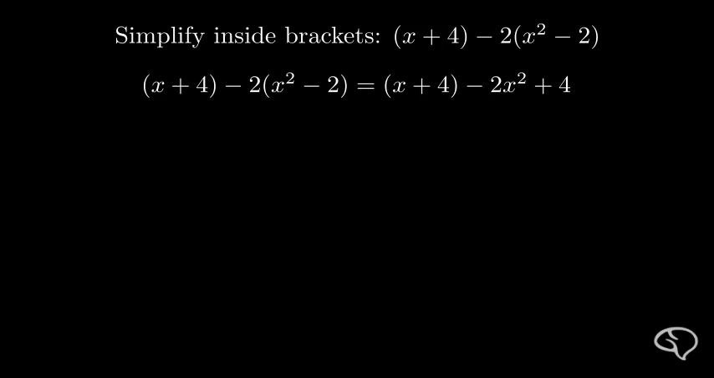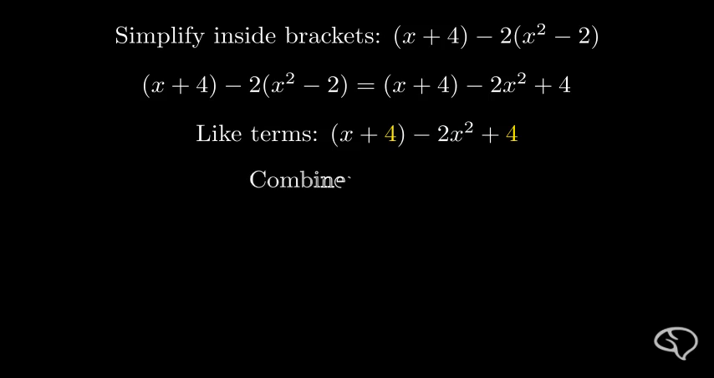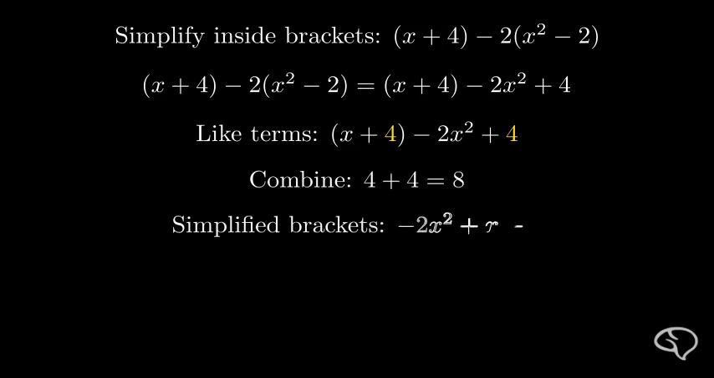Now that we've distributed, we can combine the like terms. Like terms are terms that have the same variable raised to the same power. In our expression, we have a constant term of 4 and another constant term of 4. We also have an x term and an x squared term. Combining the constants, 4 plus 4 equals 8. The x and x squared terms don't have any other like terms to combine with, so they stay as they are. So the simplified expression inside the brackets is negative 2x squared plus x plus 8. It's standard practice to write the terms in order of decreasing power, from the highest power to the lowest.